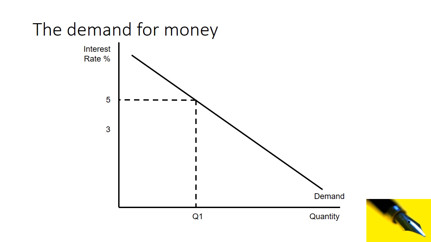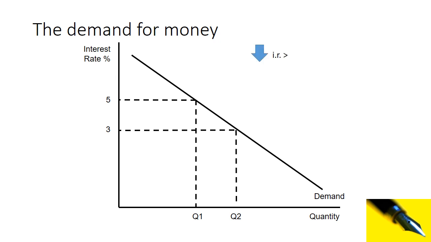Now, if we have a fall in the interest rate to 3%, what happens to the demand for money? Well, we've seen that the interest rate is the cost of borrowing. So, ceteris paribus, all other things being equal, if there is a fall in the cost of borrowing, then there will be a rise in the demand for borrowed money. So there will be an expansion in the quantity demanded from Q1 to Q2 if there is a fall in the interest rate from 5% to 3%.